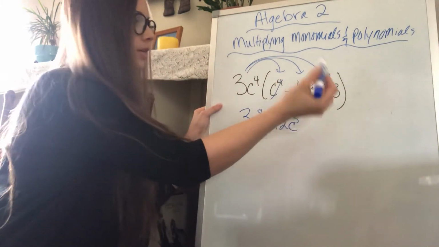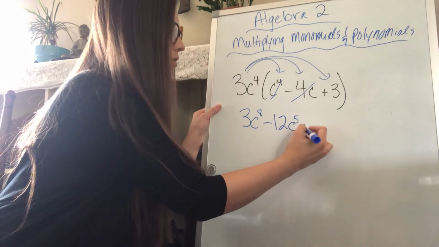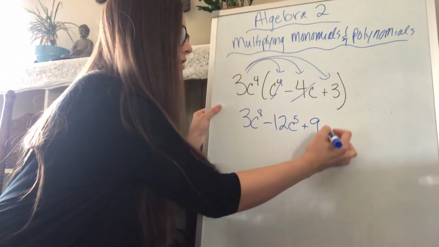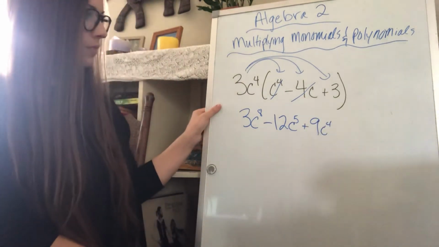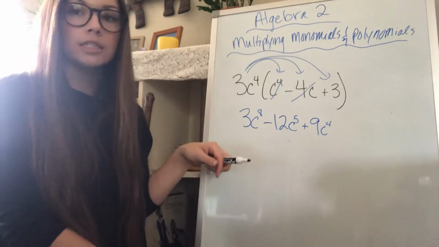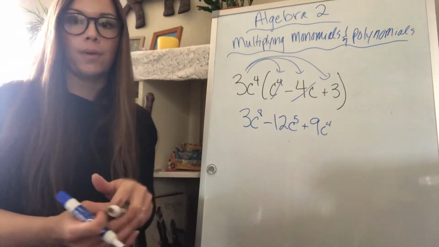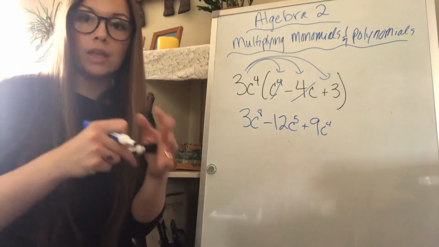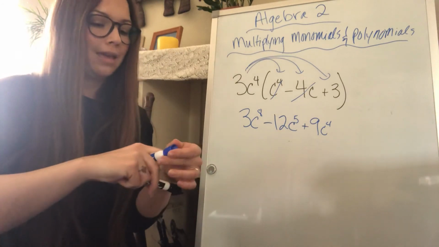And 3c to the 4th times 3 is going to be positive because they're both positive. 3 times 3 is 9, c to the 4th. Okay, and that one is already in standard form for you because the problem was set up that way. So if you have any questions about that, email me. If you need to go back and watch the video, you can.